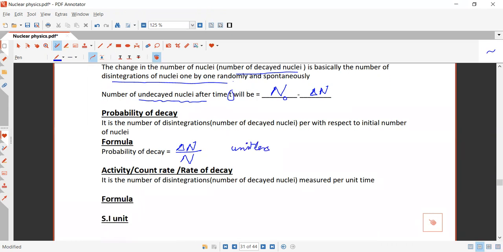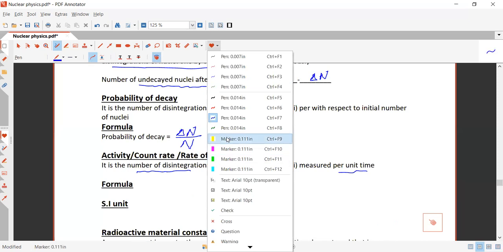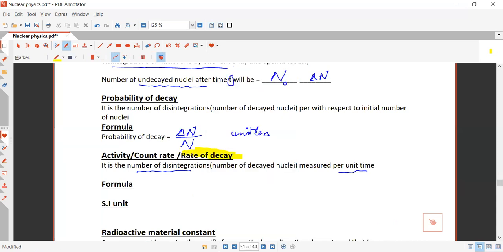Next is the activity. Students, activity is the number of disintegrations per unit time. It means we can call it the rate of decay, like how many decays are occurring per unit time, right? So we define it as activity, and mathematically it is written as A equals delta N divided by time. Its unit is just like frequency. If you remember, frequency is the number of oscillations per unit time, so the unit was oscillations per second, which we called hertz.